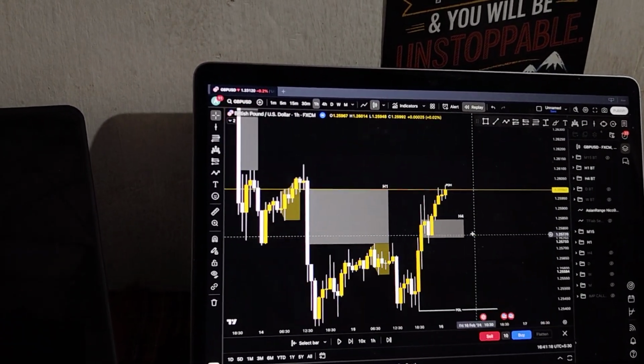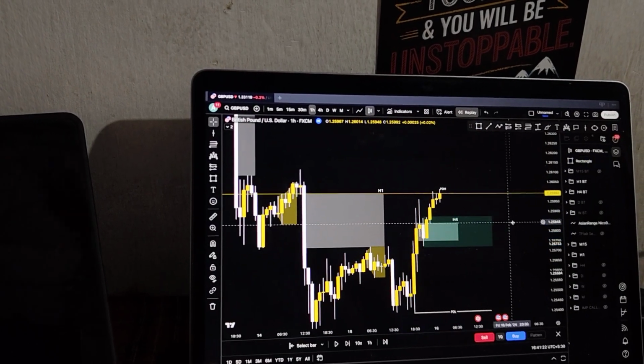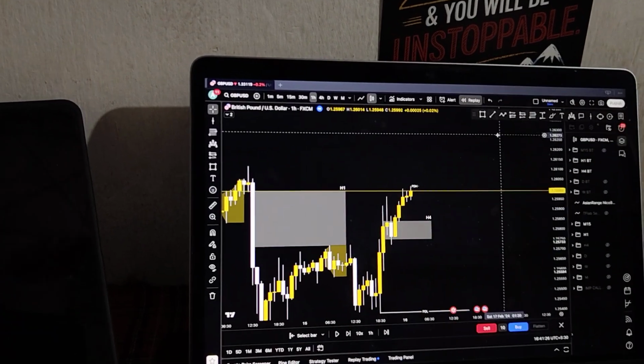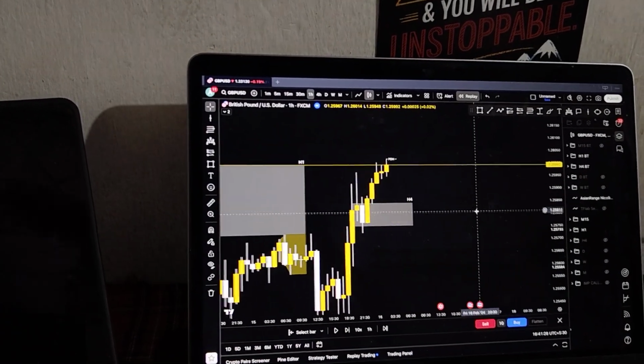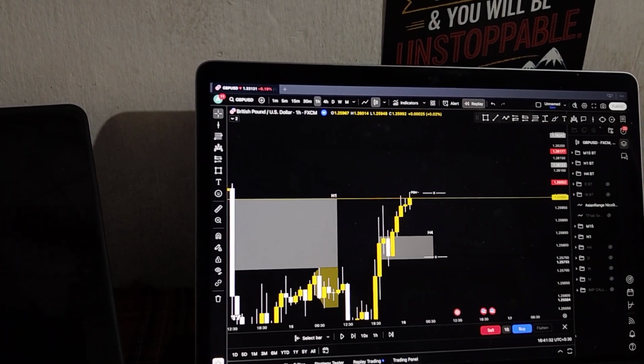And now this is the H4 fair value gap, right? There is also an H1 demand. If I'm looking for buys, there is a higher time frame fair value gap aligning with lower time frame demand. So there is always a very good zone to trade from, as I have told you guys, right?